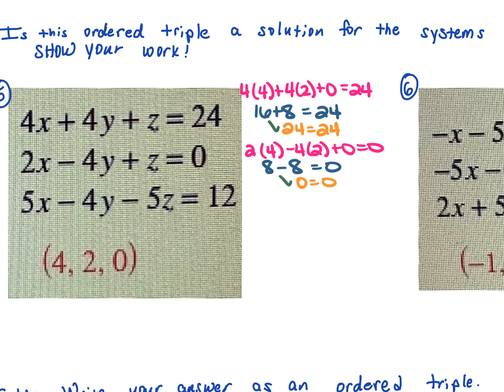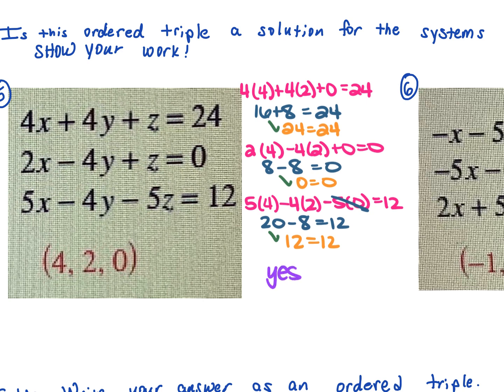Check your last one now. You have 5 times 4 minus 4 times 2 minus 5 times 0 is equal to 12. That negative 5 times 0 does cancel out. 5 times 4 is 20. Negative 4 times 2 is negative 8. 20 minus 8 gives us 12. And 12 is equal to 12. So because all 3 of these give you true statements, this ordered triple is a solution.